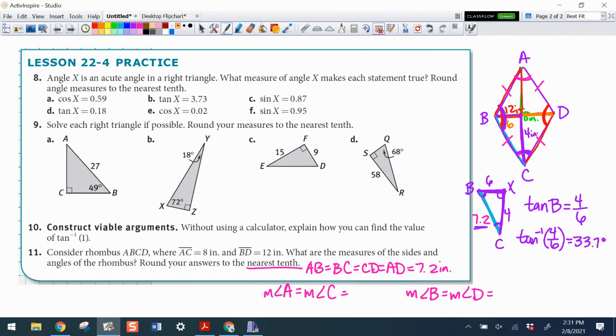Now, before you write that down here, remember we were talking about angle B in terms of this right triangle. What we need to actually do now is double that measure to represent the original angle that it was in the rhombus. So 33.7 doubled should be 67.4 degrees. So the measure of this angle here will be 67.4, and therefore the measure of angle D will also be 67.4 degrees.